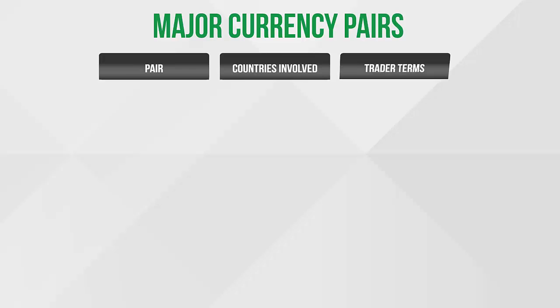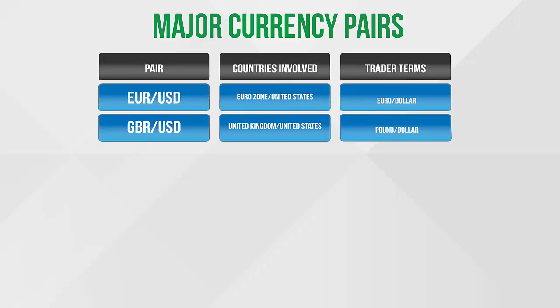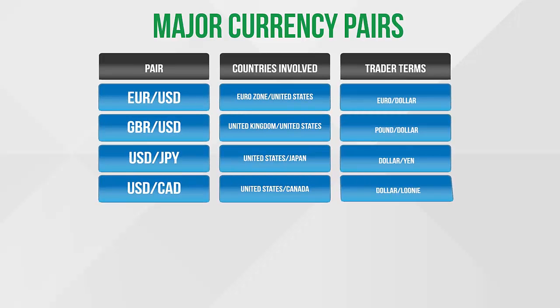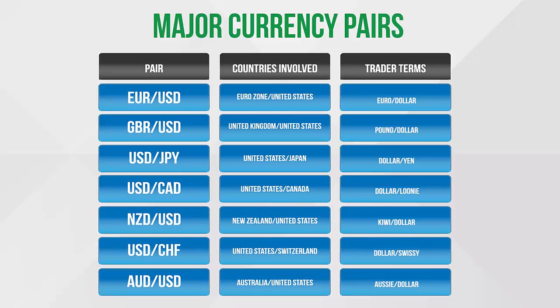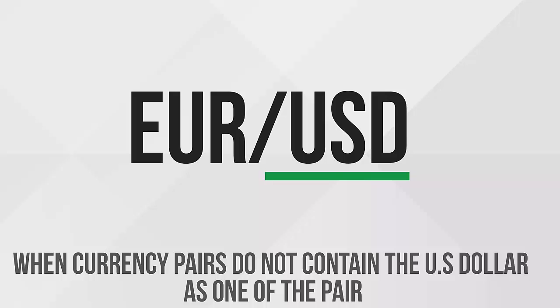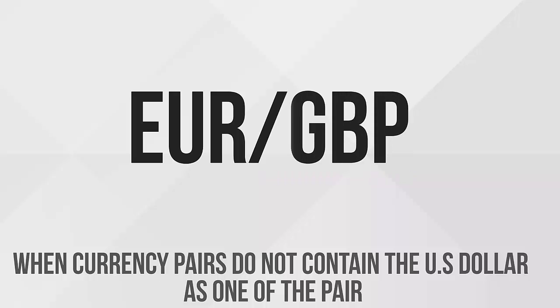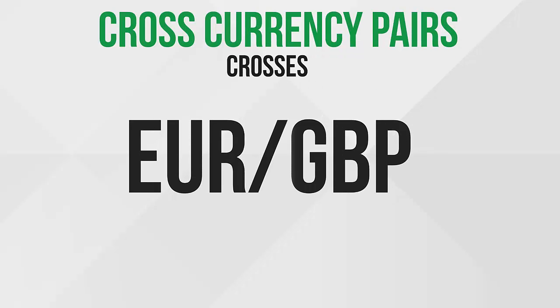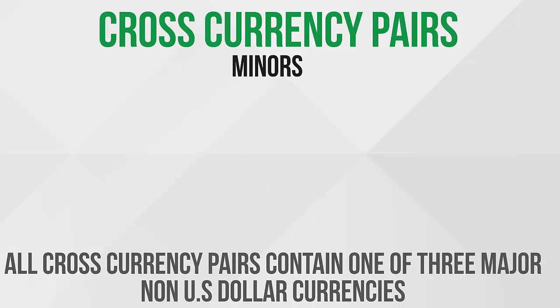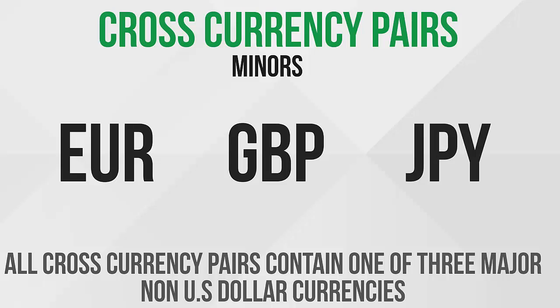Below is a chart of the major currency pairs. Also included are the terms Forex traders use to verbally refer to these pairs. When currency pairs do not contain the US dollar as one of the main pair, they are referred to as cross-currency pairs or crosses. They can sometimes be referred to as the minors. All cross-currency pairs contain one of the three major non-US dollar currencies.